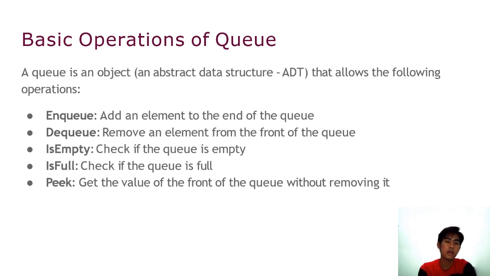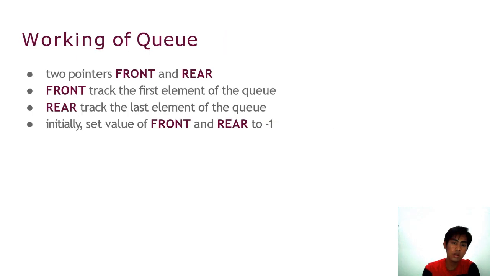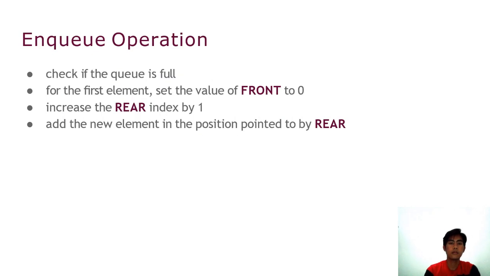Is empty: check if the queue is empty. Is full: check if the queue is full. Peek: get the value at the front of the queue without removing it. Working of queue: two pointers, front and rear. Front tracks the first element of the queue, rear tracks the last element of the queue. Initially set the value of front and rear to -1.